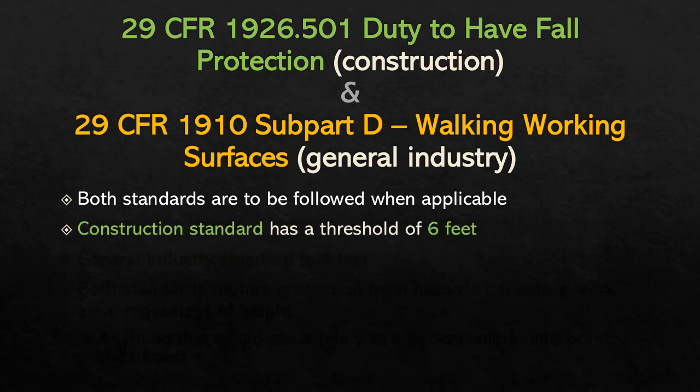For the construction standard, or 1926.501, the duty to have fall protection is required anytime there's a threshold of 6 feet or more to which an employee might be exposed to a fall hazard. And in general industry, the standard is 4 feet. Here at DRI, we don't let anybody be exposed to a fall hazard of greater than 4 feet under any circumstances.